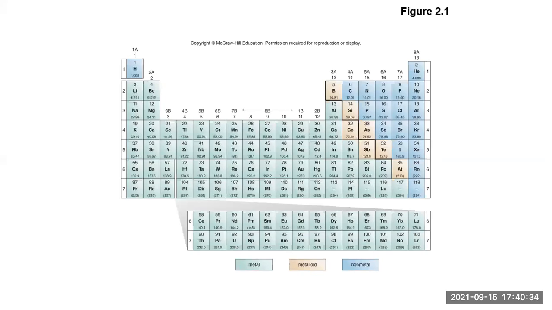And actually, when they were putting it together, they did a fairly good job. They left some spaces near different elements, and that allowed them to fill it in as they continued to discover elements and stuff like that. This is the classic shape of the periodic table.